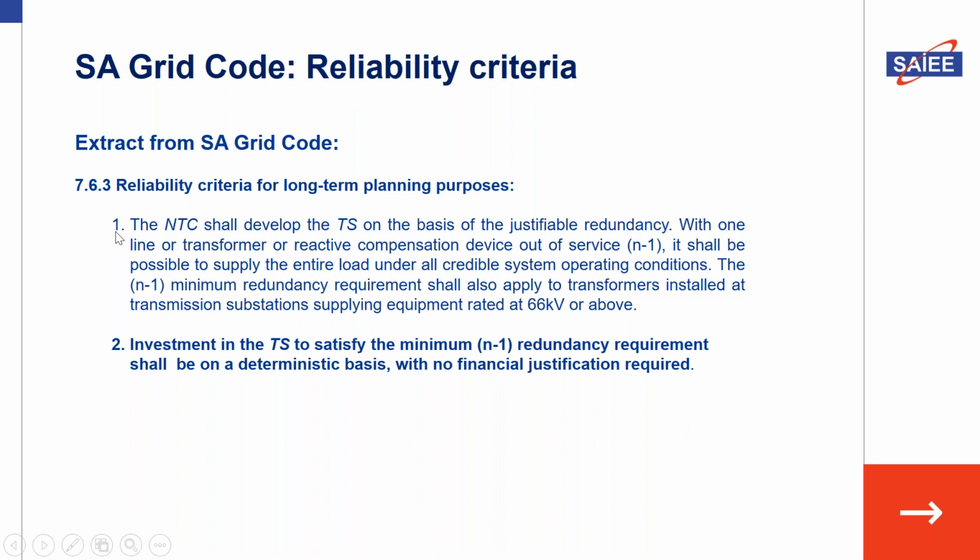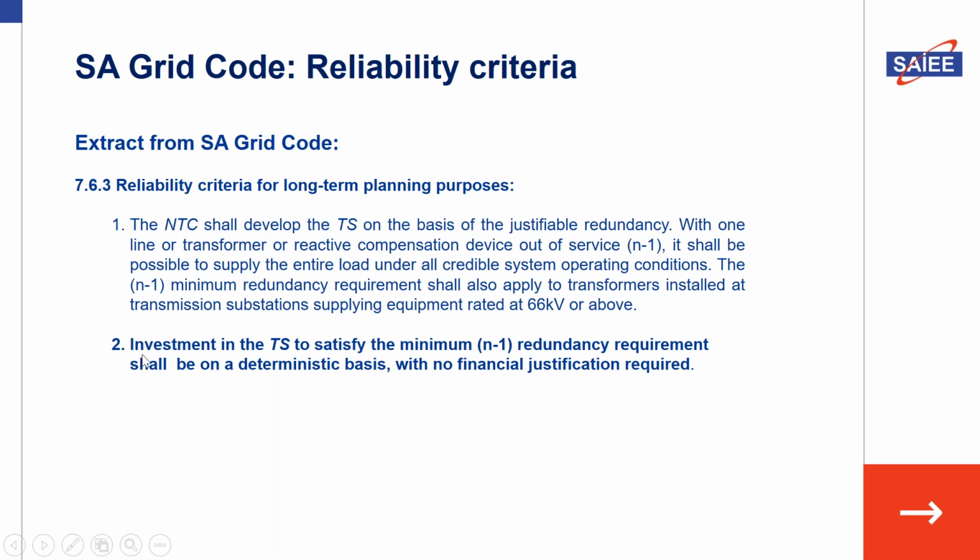Now, I just want to extract from the Grid Code the criteria specifically focusing on reliability, where it states that the National Transmission Company shall develop the transmission system on the basis of justifiable redundancy. What that means is that should a single circuit be out of action, be it a transformer or a reactive compensation device that fails, it shall be possible to supply the entire load under all credible system operating conditions.